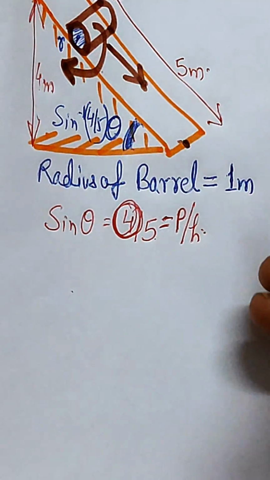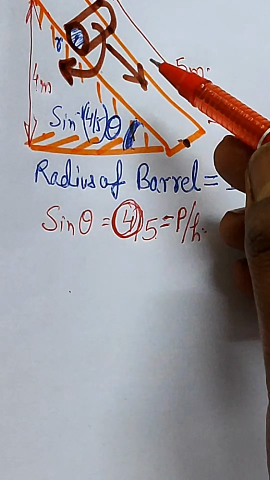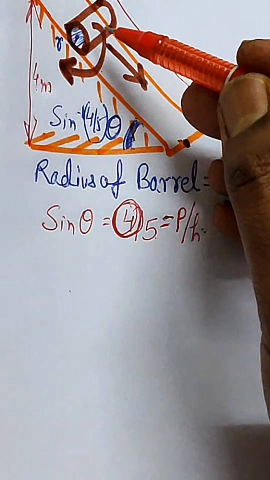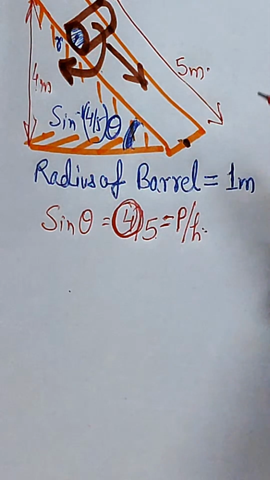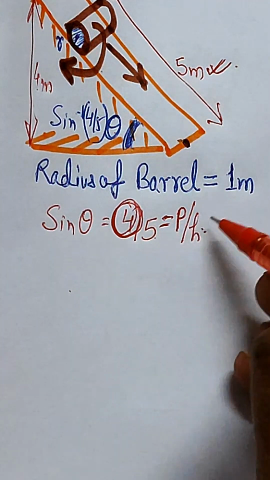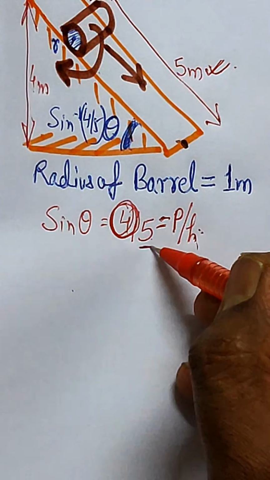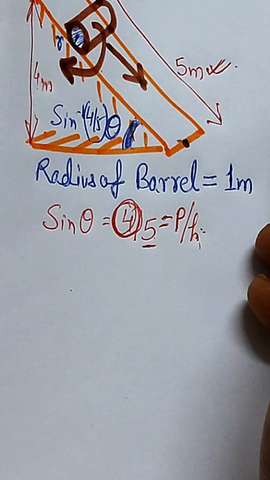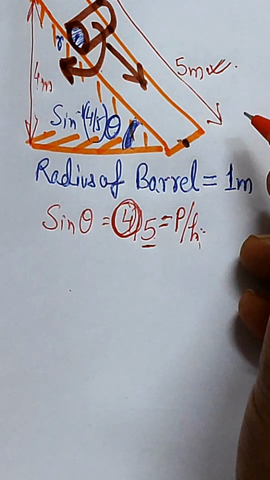Now, a cylindrical barrel of radius 1 meter rolls without slipping on an incline through a distance of 5 meters. So it slides through a distance of 5 meters. That means you can see this matches the data given in the numerical. The hypotenuse is 5, right? So this is 5 meter. Now, if the angle of inclination is given, calculate the linear speed.